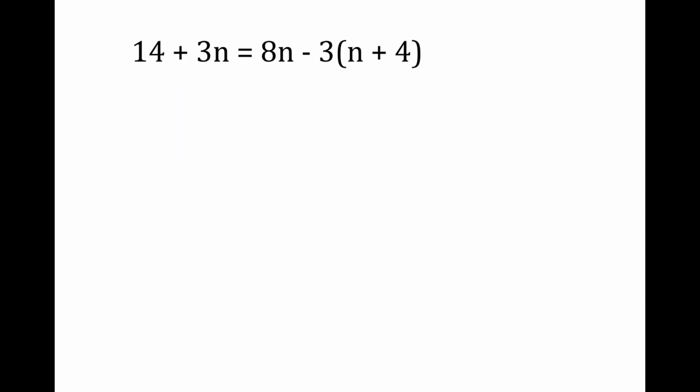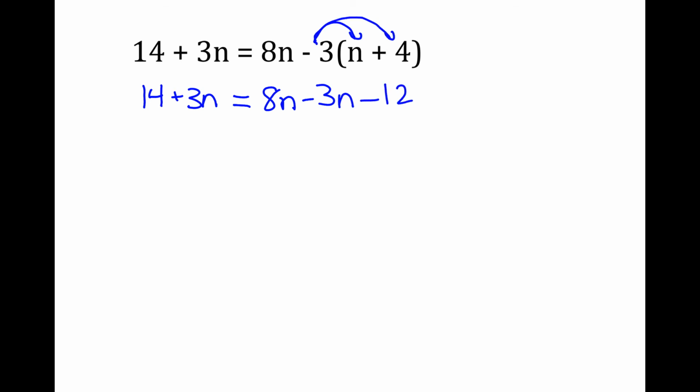Alright, now there's a few things to notice with this one. We notice that there are variables on both sides of the equal sign, and you have this -3 next to the parentheses, which means we're going to distribute. There's a few ways you can go about this, but I'm going to choose to distribute first. And we distribute, it's going to be on this side of the equal sign. So I'm just going to bring down this 14 plus 3n, because we're not doing anything with it yet. -3 times n is -3n. -3 times 4 is -12.